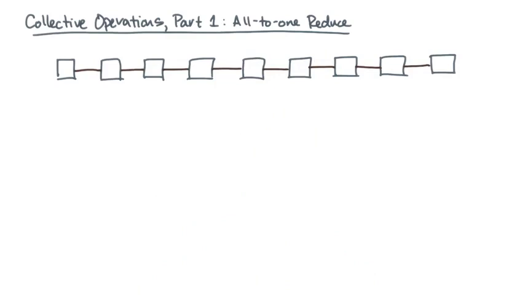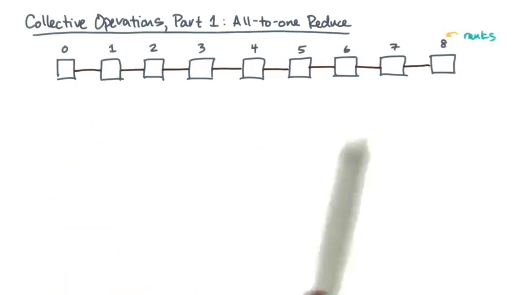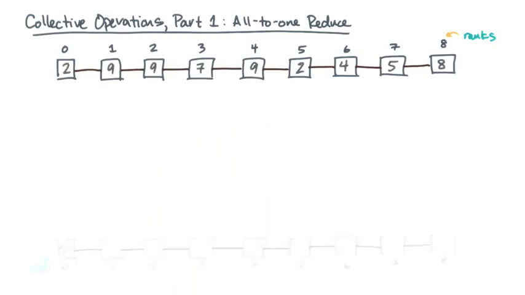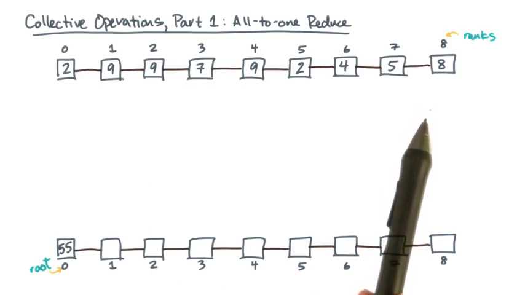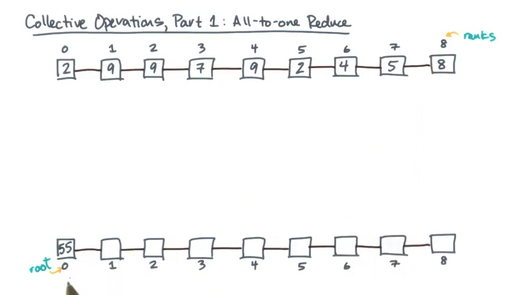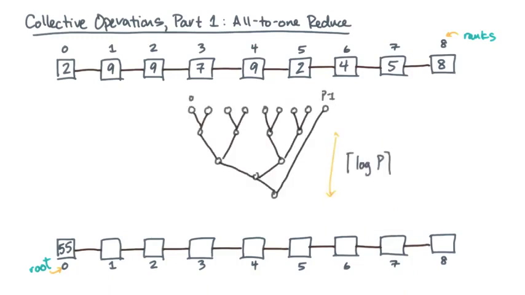Let's take an example. Consider this linear network, which I've numbered from 0 to 8. These ID numbers I'll sometimes call ranks. So for example, the rank of this node is 4. Now suppose each node has a single value in its private memory. Let's say these values. In an all-to-one reduction, you want to produce a final result, which is the reduction, in this case the sum of all the values, on a root node. So the sum of these values, it turns out, is 55, and let's say we want that result to appear on node 0.